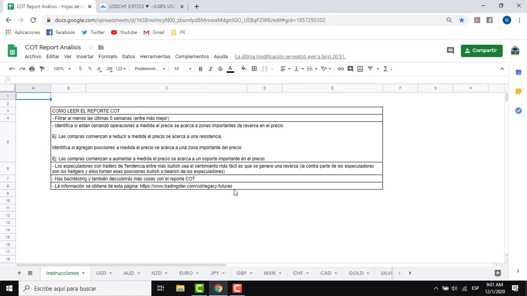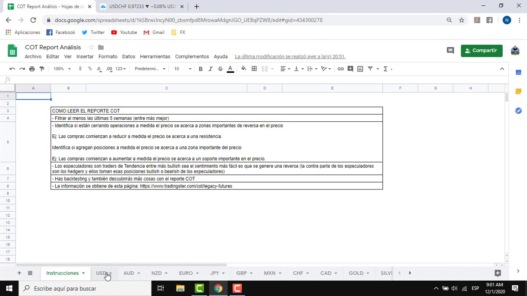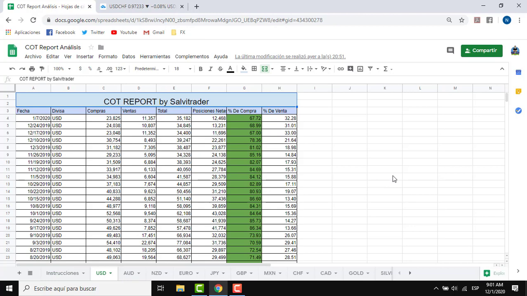Today we will go over some of the analysis I have prepared for this week. The first one is dollar Swiss, and this is a follow-up from last week. First, I like to check the COT report and see what the speculators are doing. They are removing buy orders from their portfolio and increasing their sell orders, so that's pretty good.